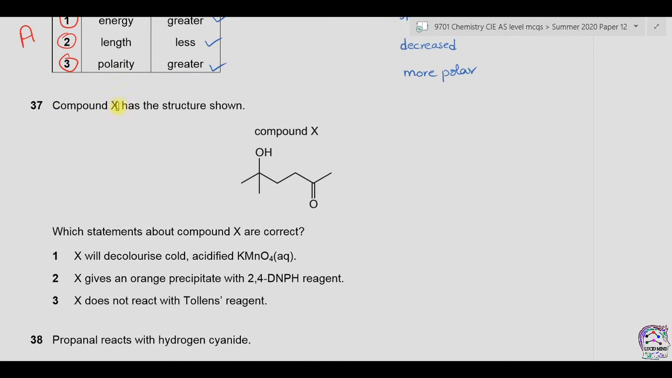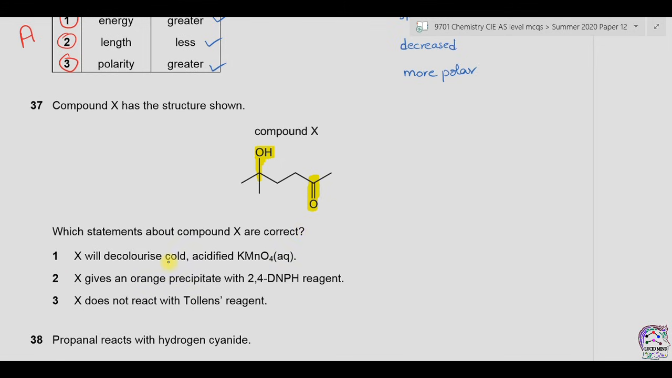Question 37, compound X has the structure shown. This is compound X. We can see there are 2 functional groups. One is tertiary alcohol, second is the carbonyl carbon of a ketone. Which statements about compound X are correct?